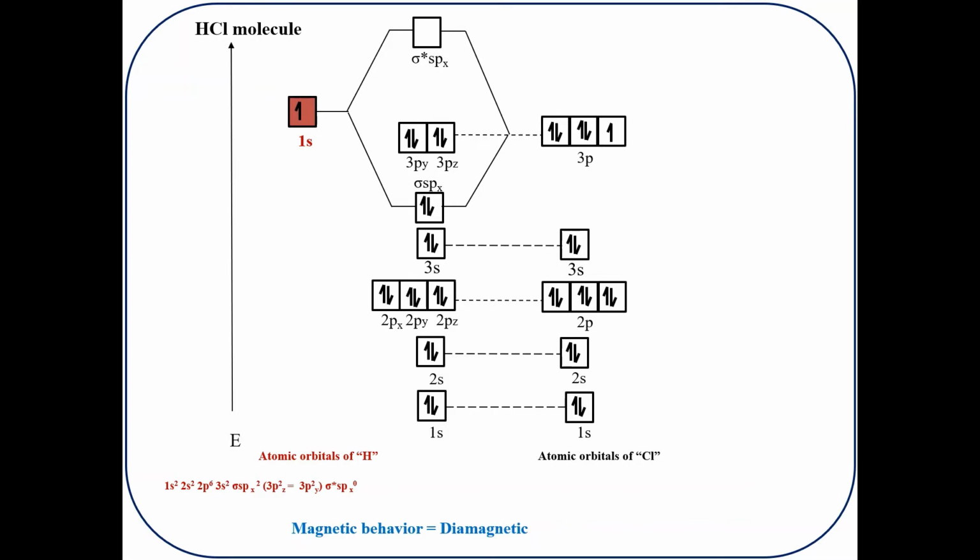Let's say we consider the HCl molecule that we had already studied. The combination between the hydrogen 1s atomic orbital and the chlorine 1s, 2s, 2p and 3s atomic orbitals can be ruled out because their energies are too low. So that means they do not undergo any overlapping.